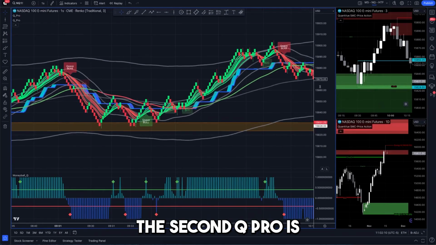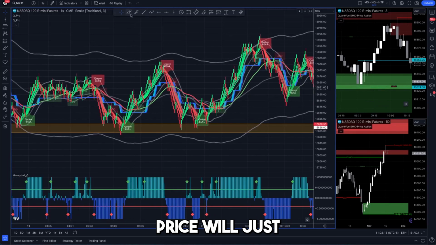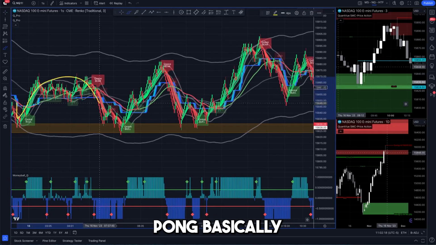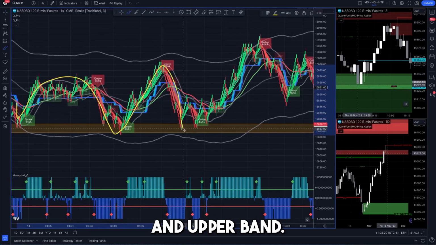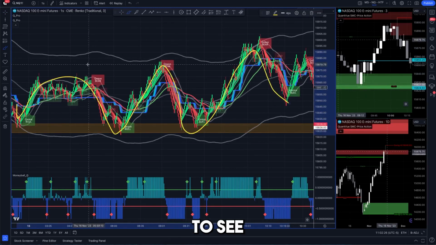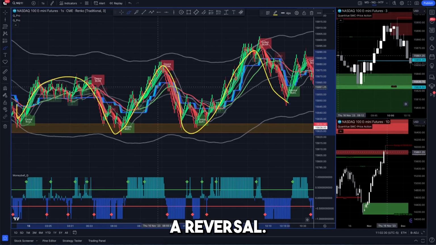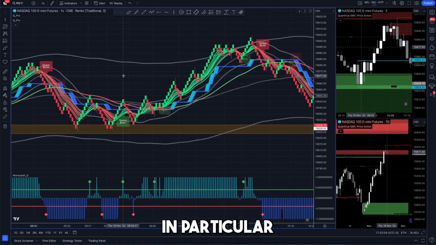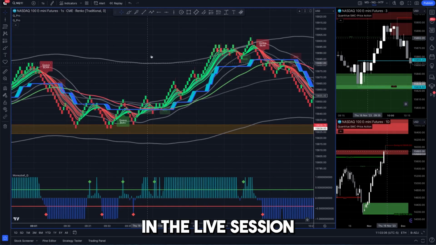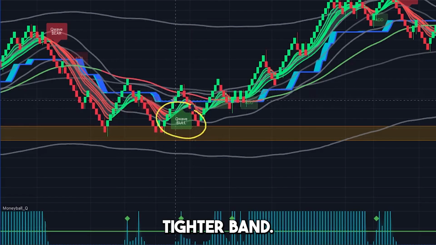And the reason I have the second Qpro is so I can see price, and as you can see, price will just, you'll notice it'll ping pong basically on these lower and upper band. And if I didn't have that second Qpro on here, I wouldn't be able to see where price starts to get outstretched, which might indicate reversal. So this trade in particular that you'll see that I take in the live session happens right here. We get this bull alert from that tighter band Q wave.